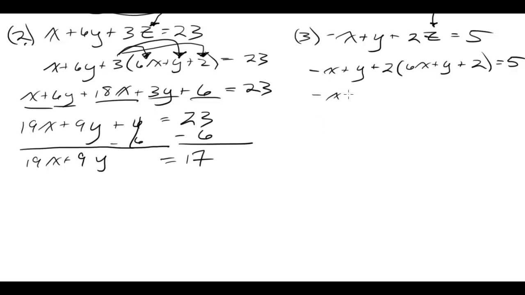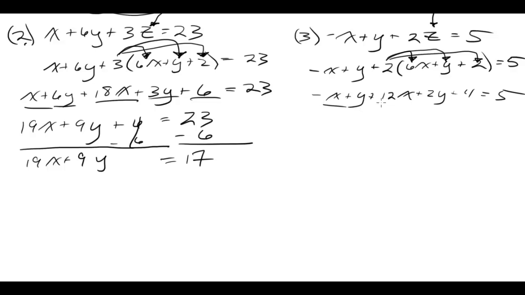Okay, copy the first term, copy the second term, distribute the third term, 2. Oops, distribute the third term. 2 times 6x, that's 12x. 2 times y, that's plus 2y. 2 times 2, plus 4. Whole thing is going to equal 5.